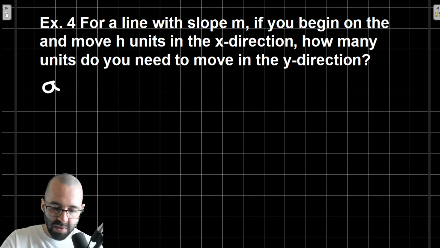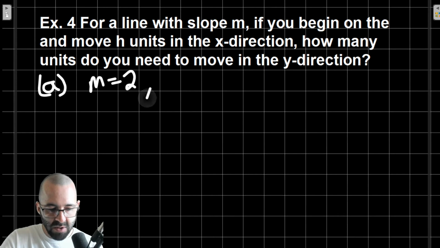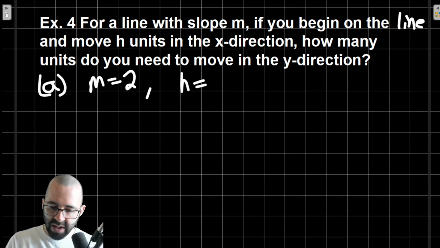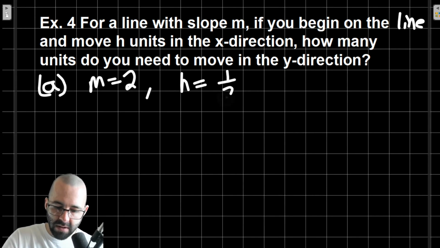So the first problem is going to be part A, where our slope is equal to 2 and h is equal to... you begin on the line, I think I forgot that word. You begin on the line and move h units in the x direction. How many units do you need to move in the y direction? All right, and here, h is going to be 1/2.